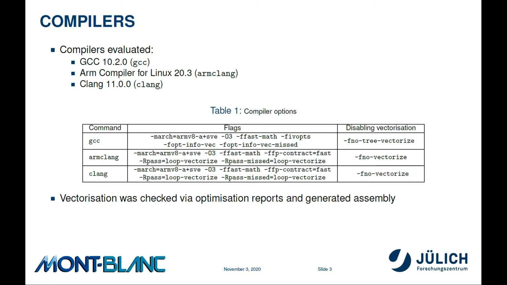Successful vectorization was checked through the optimization reports, as well as through manual inspection of the generated assembly. With each compiler, we have also compiled a binary where vectorization was explicitly disabled. Comparing the execution time of vectorization enabled and disabled, we defined vector efficiency. Vector efficiency is defined as the obtained speedup when vectorization is enabled compared to vectorization disabled.